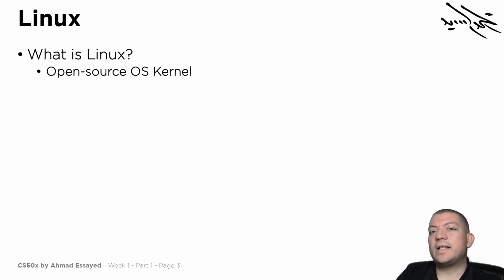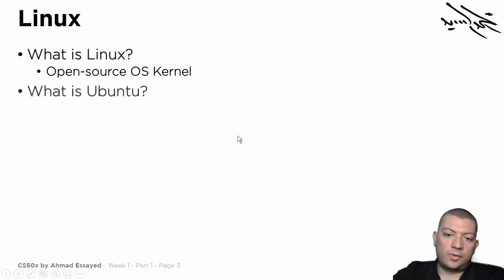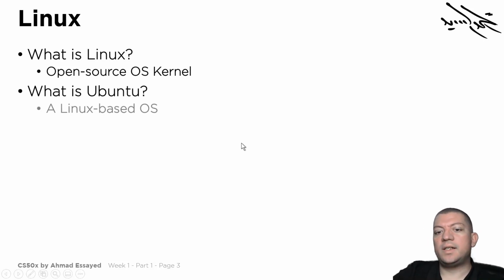So Linux is not actually an operating system. It is an operating system kernel. It's just the core part of an operating system. It's not a full operating system. Ubuntu is an operating system. Okay, it is what we call a Linux-based operating system.